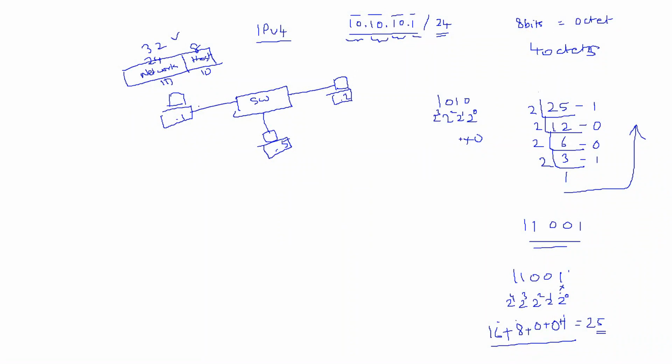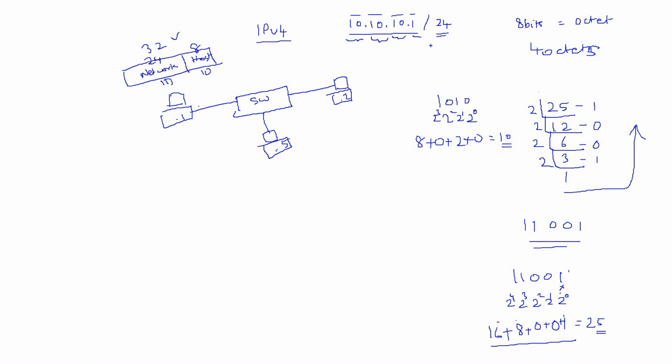2 power 1 into 1 is 2. 2 power 2 into 0, 0. 2 power 3 into 1. What is 2 power 3? 8 into 1, 8. So what is 8 plus 2? 10. So that validates it.